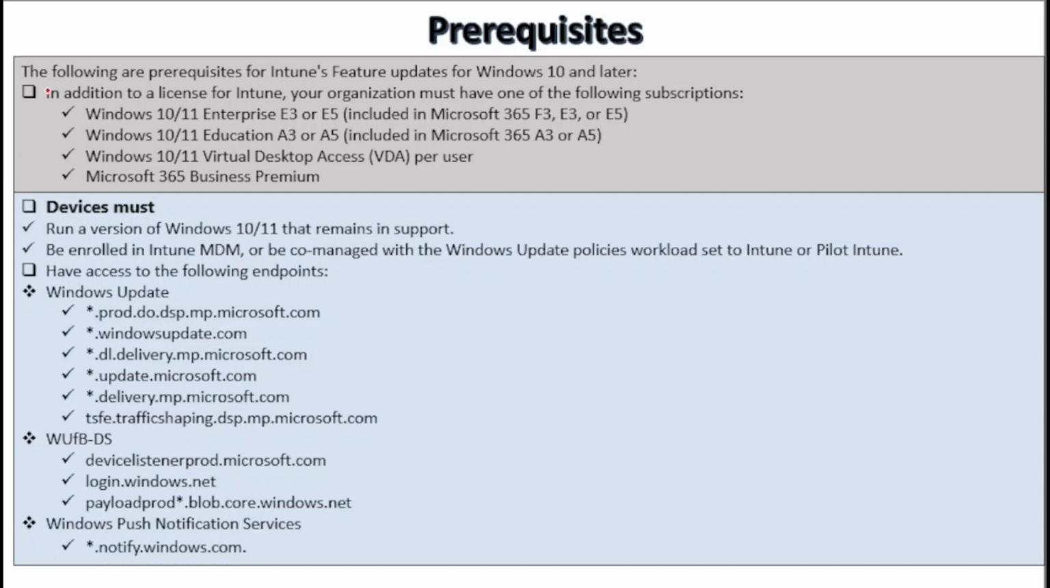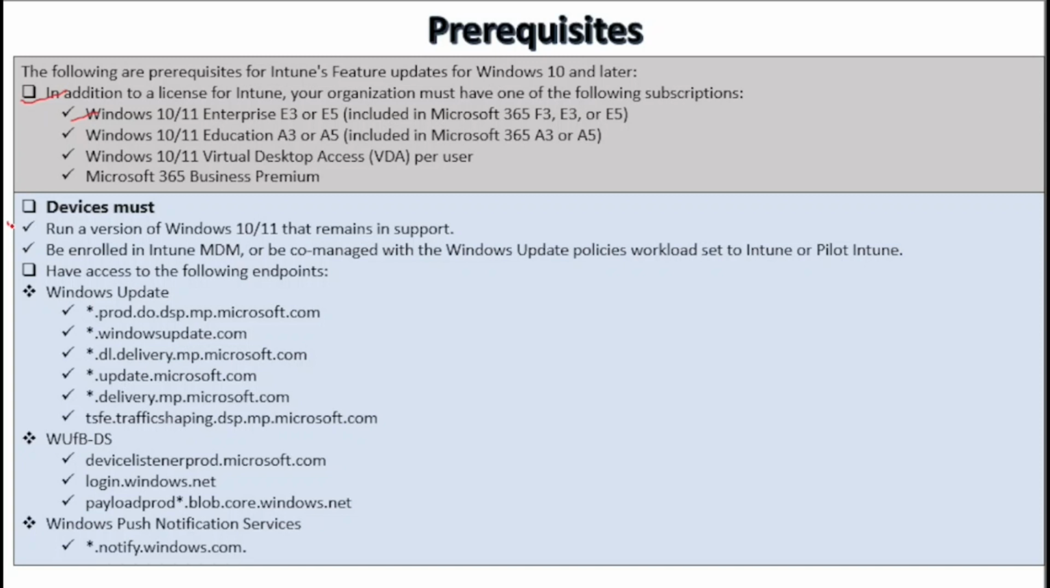So in addition to a license for Intune, the organization must have one of the following subscriptions. They should have either Windows 10 or 11 Enterprise E3 or E5 license, which is included in Microsoft 365 F3, E3 or E5 subscription, or they should have Windows 10 or 11 Education A3 or A5 license, which is included in Microsoft 365 A3 or A5, or they should have Windows 10 or 11 Virtual Desktop Access per user license or Microsoft 365 Business Premium license.